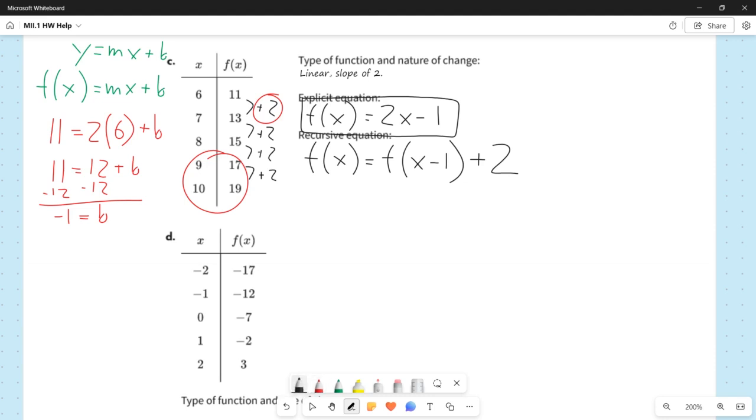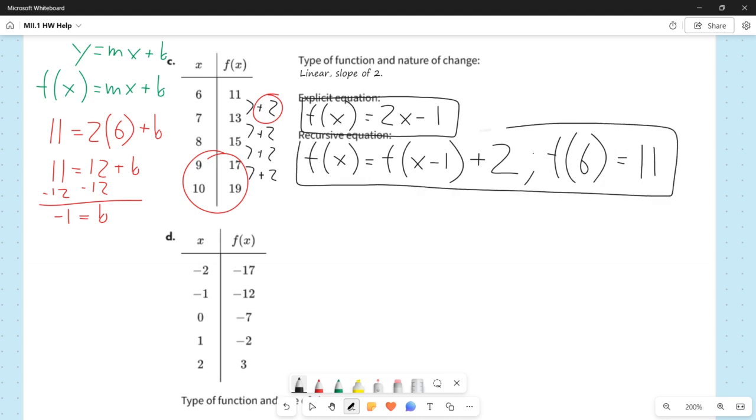And again, with a recursive equation, because it's constantly referring to something that happened before it, you do need a starting point. And again, we're not given f of 1, so we'll go with the next best thing that's available to us, which is f of 6. And f of 6 happens to be 11. Just establishing where we're starting. You always need to do that with a recursive equation. And that is our answer.